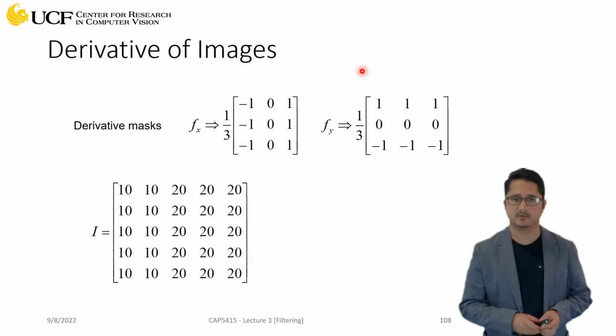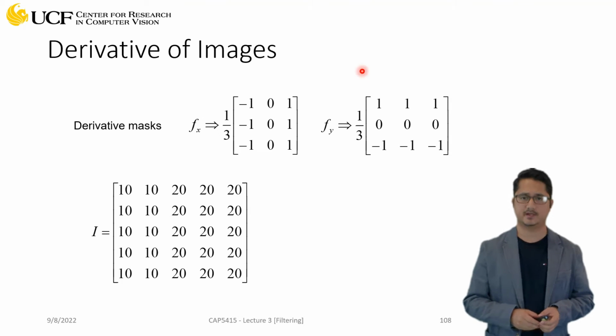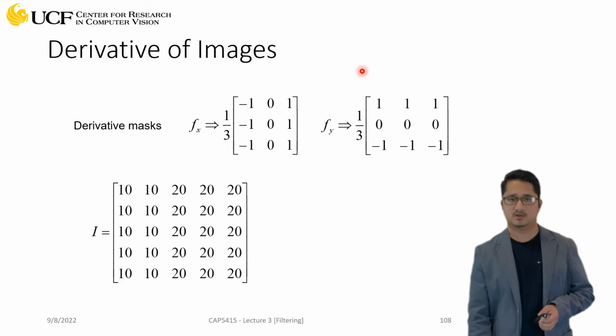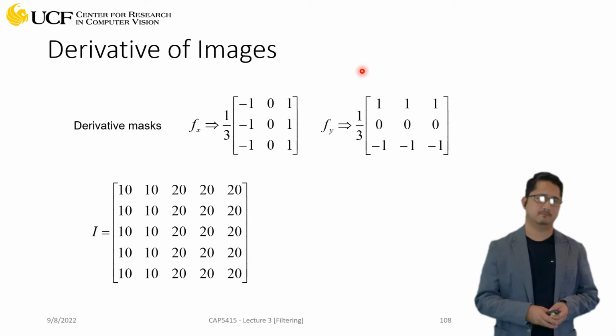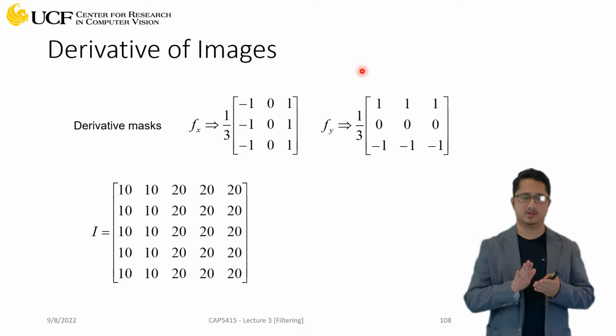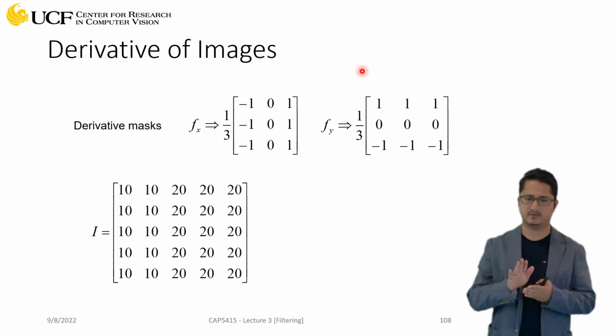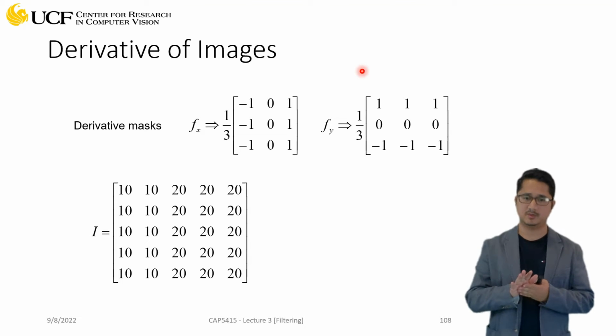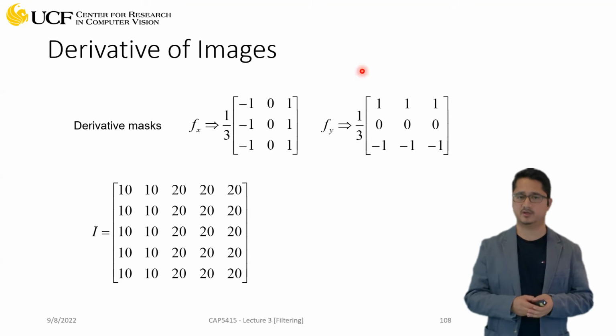Okay, question from Zahin. What will be the mask for second derivative? Yeah, that's a good question. For second derivative, you can take your one-dimensional derivative, right? And then maybe perform filtering using the second filter. That will give you the second order derivative, right? So we are going to come to that when we talk about edges and Laplacian.